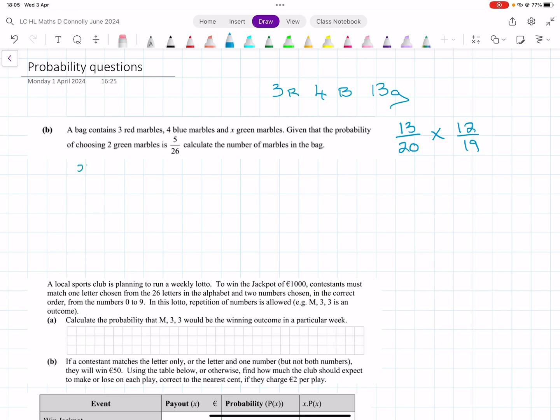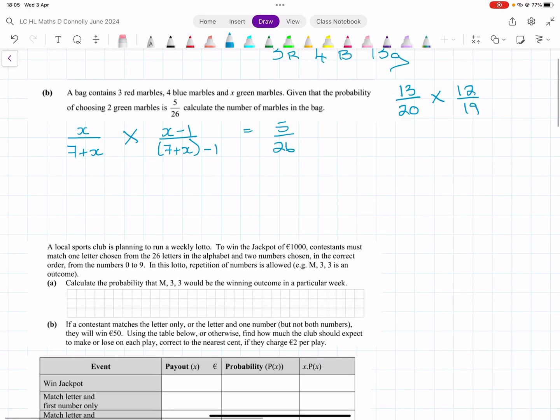So that means it's X out of the total, which is 7 plus X, multiplied by, decrease that by 1, so X minus 1, over the total, which is 7 plus X, decreased by 1. And that is 5/26. So X over 7 plus X times X minus 1 over 6 plus X equals 5/26.